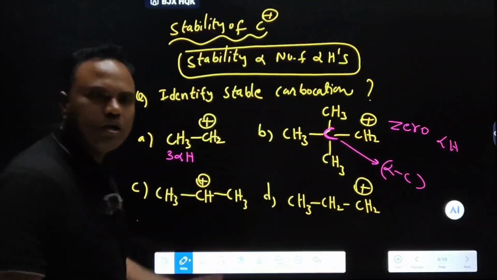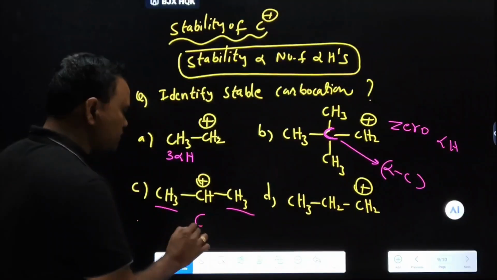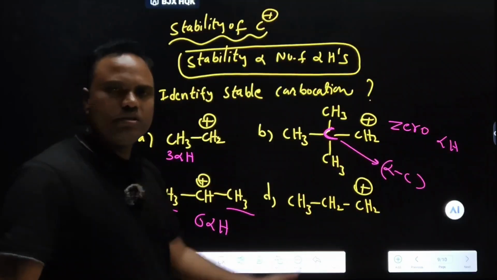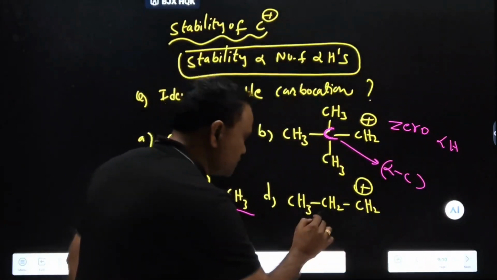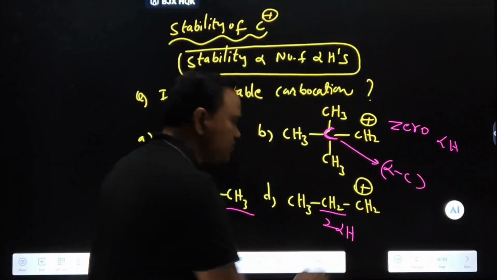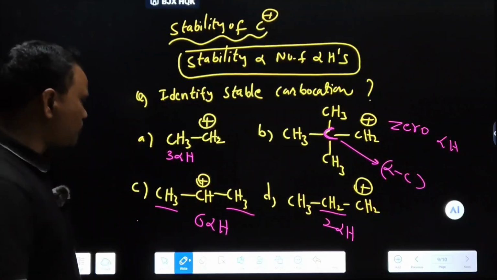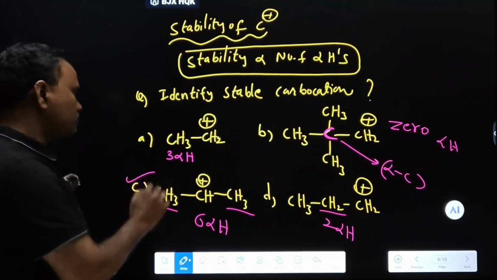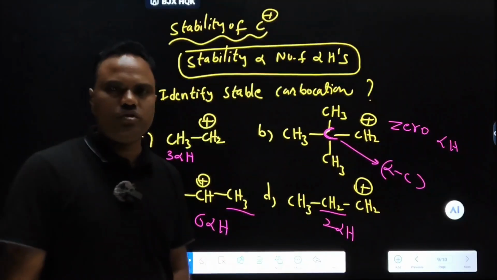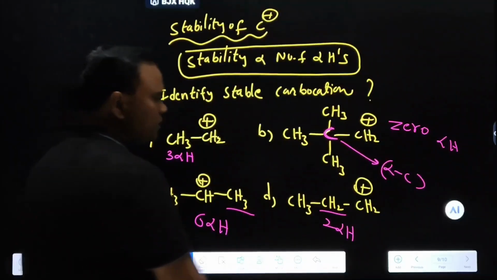This is having how many alpha hydrogens? This side 3, this side 3, so 6 alpha hydrogens. This is having how many alpha hydrogens? There are 2 alpha positions. So which is having more number of alpha hydrogens? C. So C is more stable. Okay, right. Next, another example.